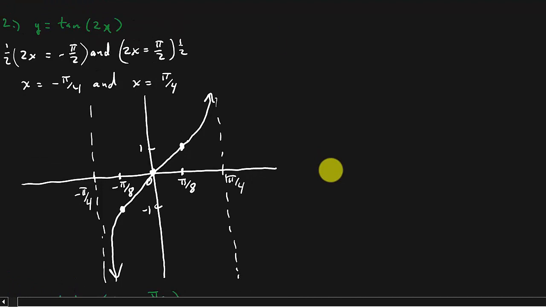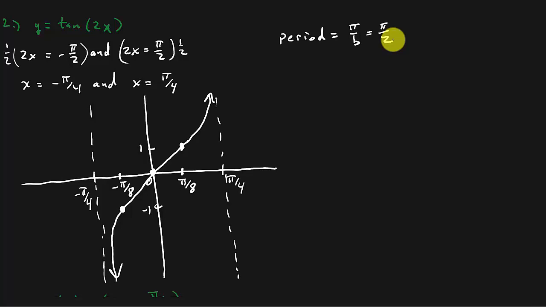So before we move to the next problem, let's look at the period. So the period, that's what? Pi over b, which is pi over... what's b? That's the number in front of x. So that's pi over 2. There's your period. It is pi over 2. All right.